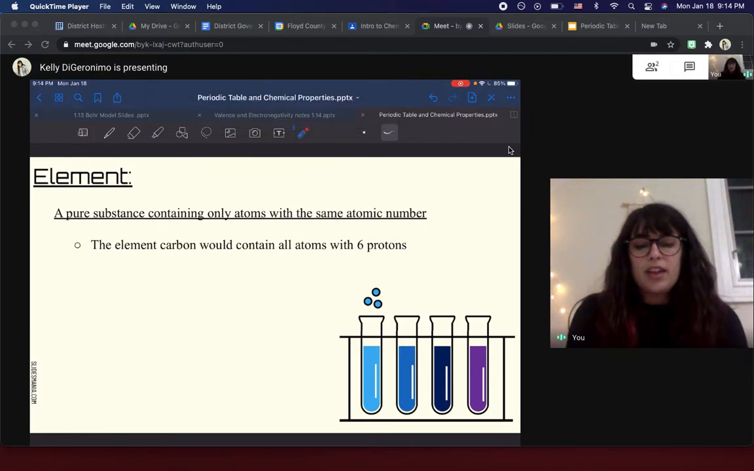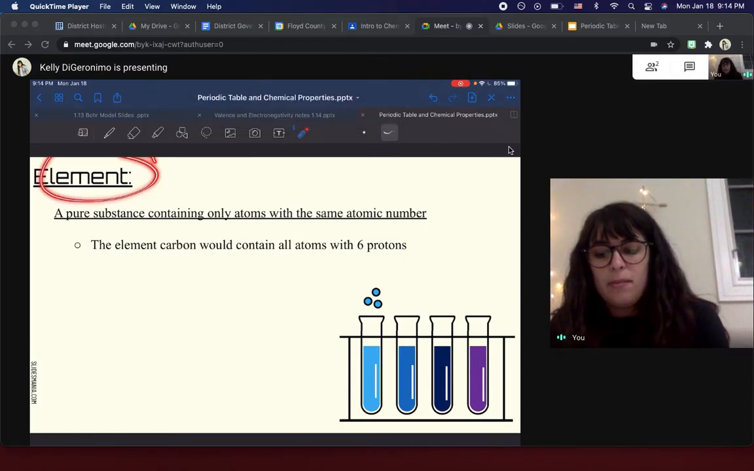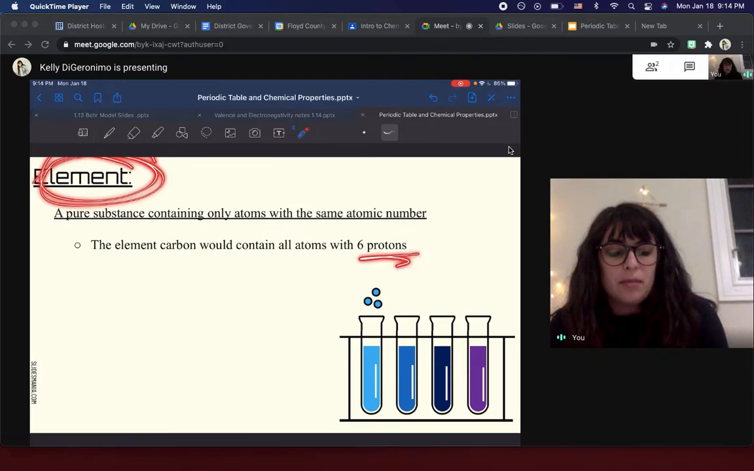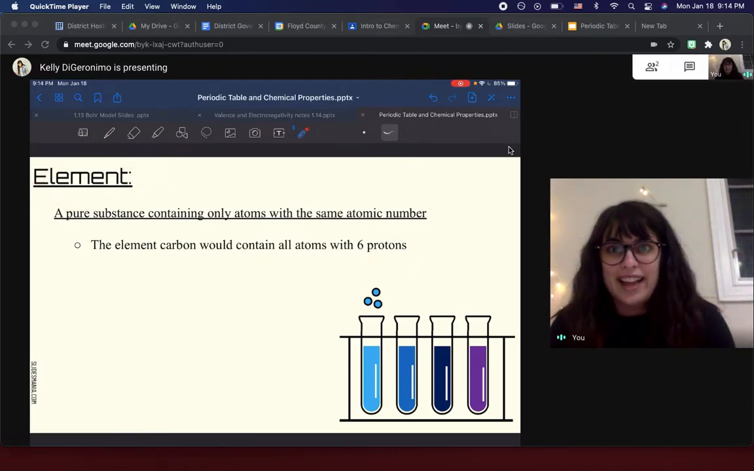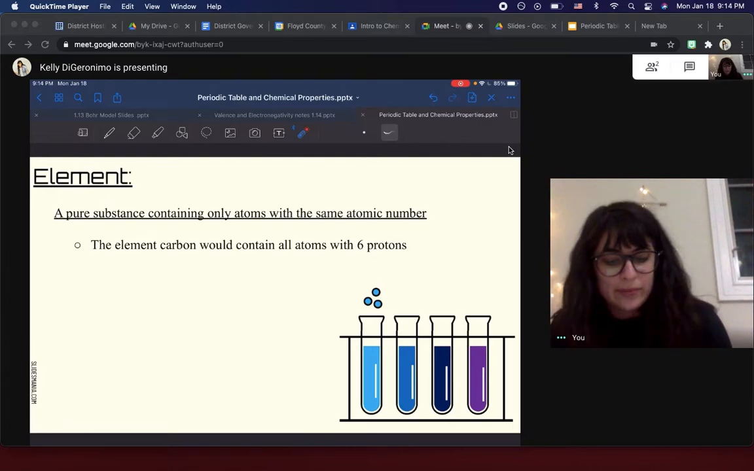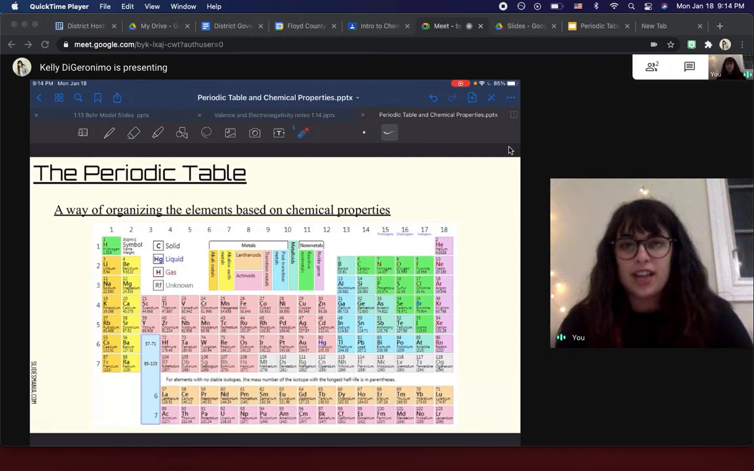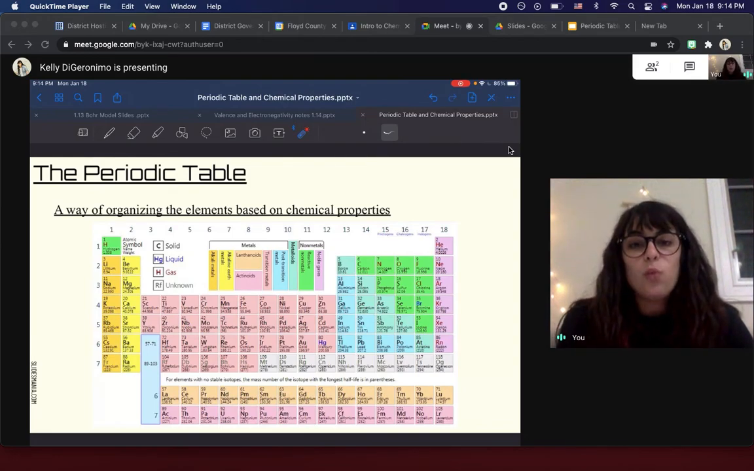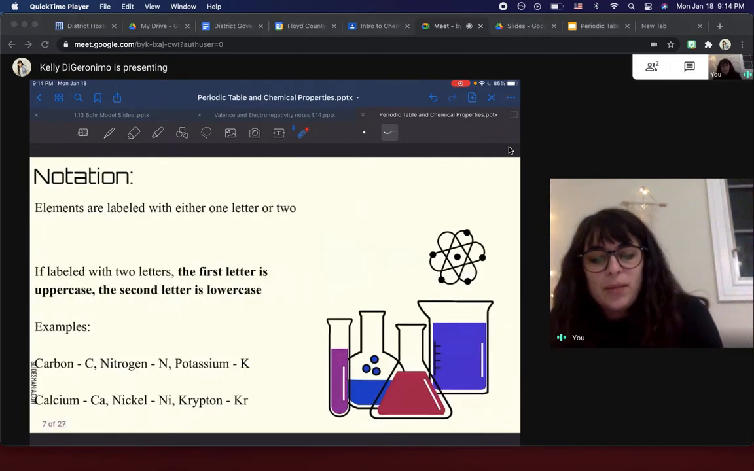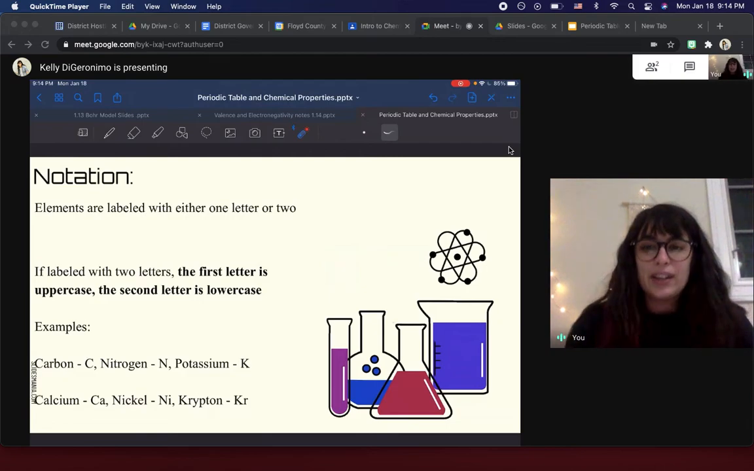So remember that all members of one element are going to have the same number of protons. That's what defines an element. It's number of protons. The periodic table is a way that we organize elements based on their number of protons and electrons, and it helps us understand them. Today, we're going to work on reading this like a map so you can always find the element you're interested in. Elements are going to be labeled with letters.